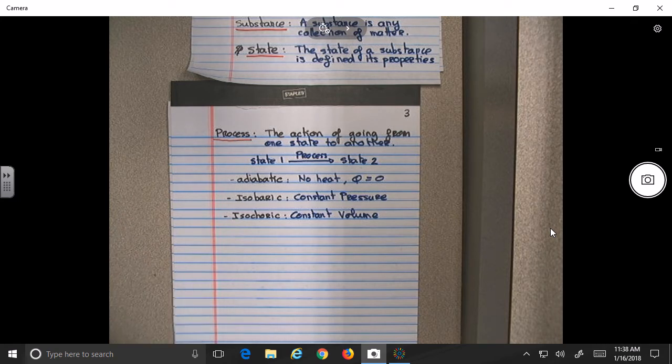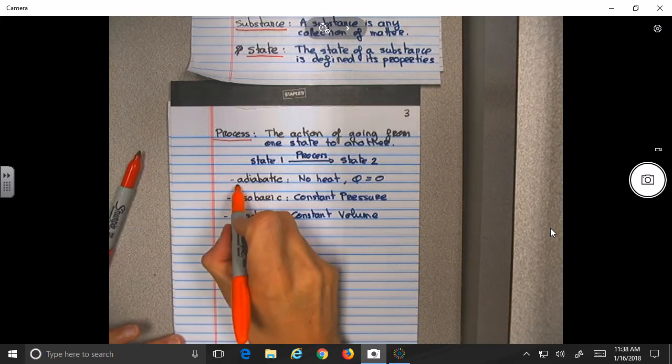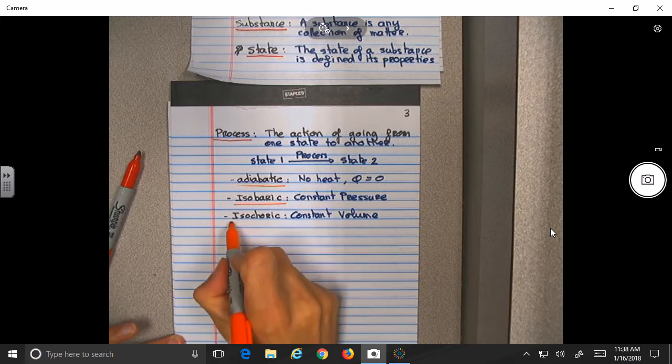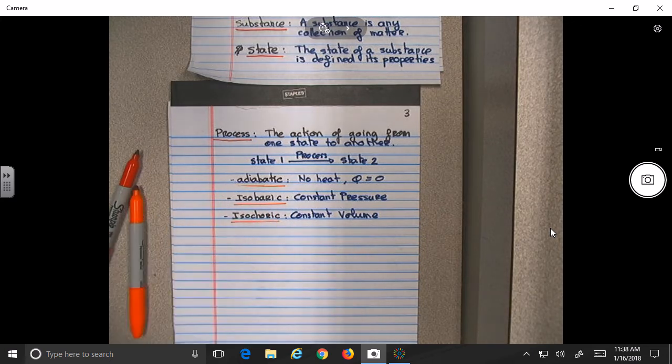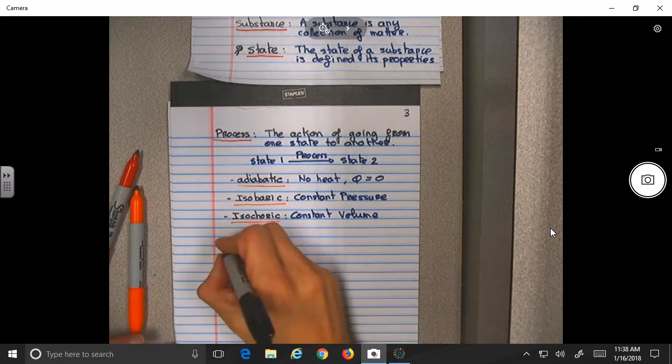All right, so we have the processes, which can be adiabatic, isobaric, or isochoric. We also do isothermal, no change in temperature. The adiabatic is when Q equals 0. Okay? All right, so now the other thing we need to define is the system.